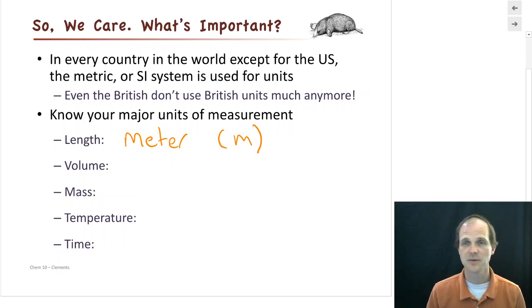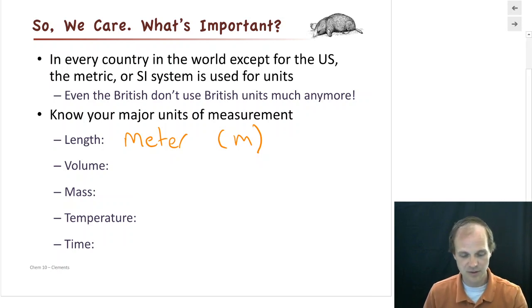What is a meter? Well, a meter is about a yard. It's about 3 feet if you're trying to do it. So if you've got a 6-foot tall person, it's half that person. If you've got a toddler, 4 years old or so, 3 years old or so, they're probably about 3 feet tall. Volume. How do we measure volume?